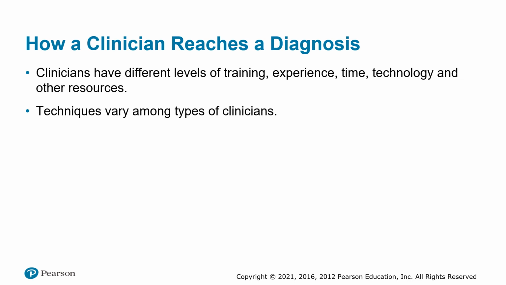So how does a clinician reach a diagnosis? Clinicians have different levels of training, experience, time, technology, and other resources, and techniques vary among types of clinicians. You as EMTs have pulse ox, blood pressure, and all the vital signs, plus you have a physical exam and history exam. So all of those things go into your diagnosis as an EMT.